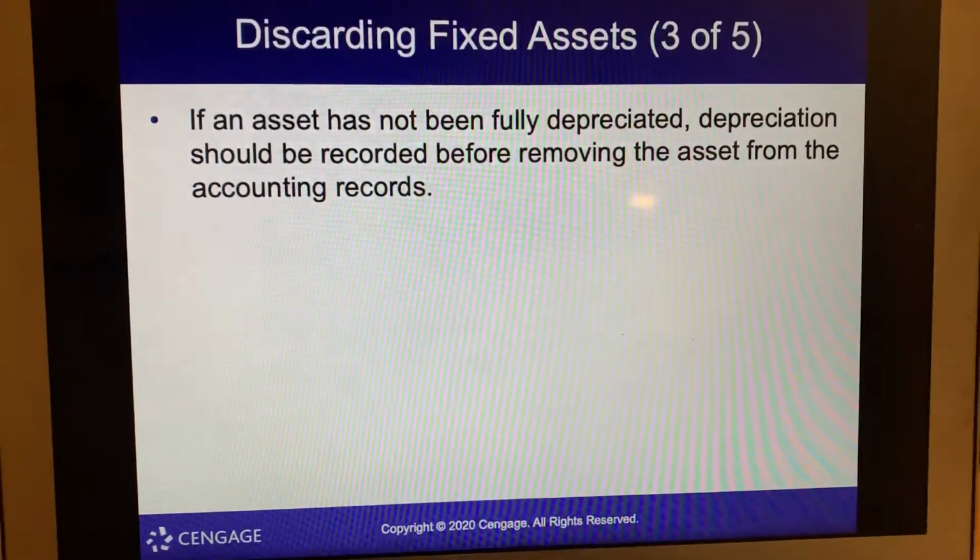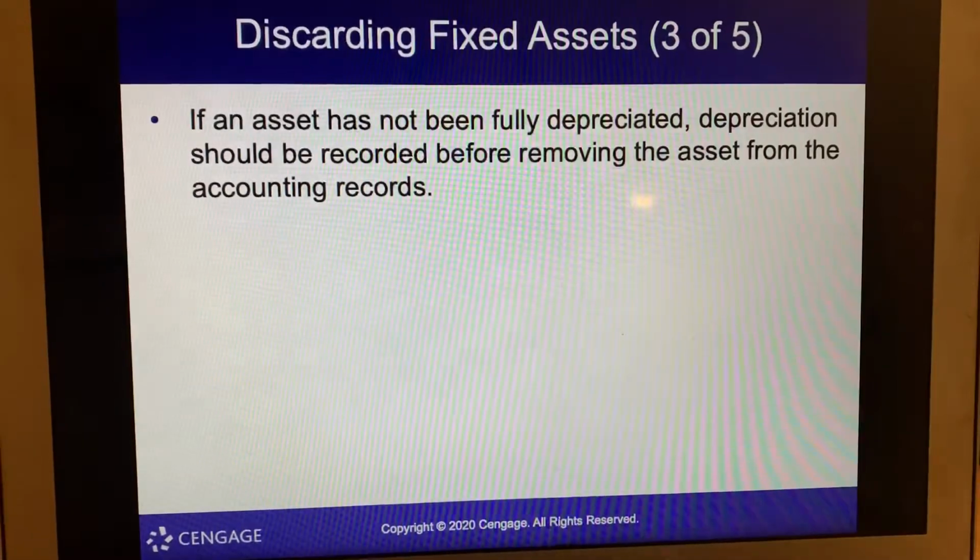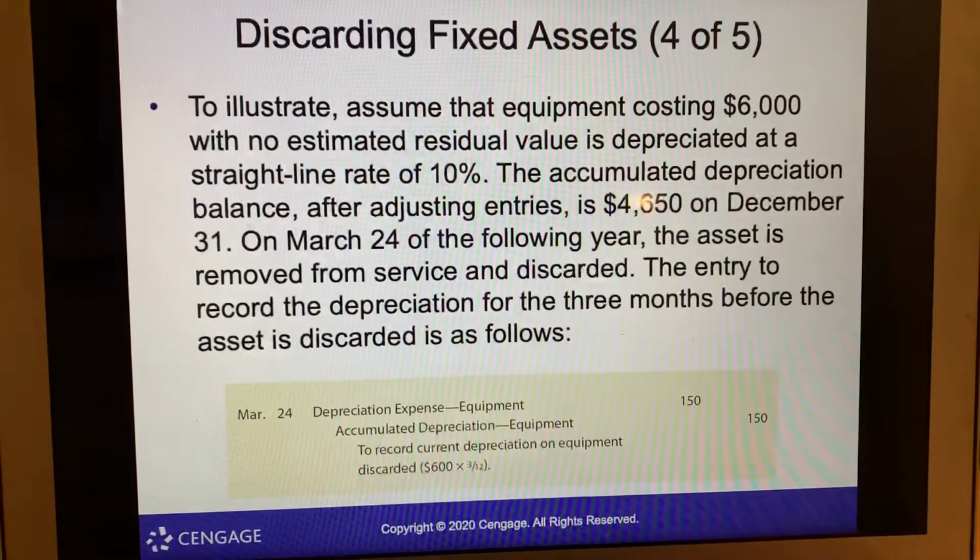If an asset has not been fully depreciated, depreciation should be recorded before removing the asset from the accounting records. So here's what it will look like. Depreciation expense equipment, $150. Accumulated depreciation equipment, $150, so that's being pulled off to record current depreciation on equipment discarded, and it's 600 times 3 out of 12, and 3 out of 12 means it's 3 months out of the 12 months in a year.